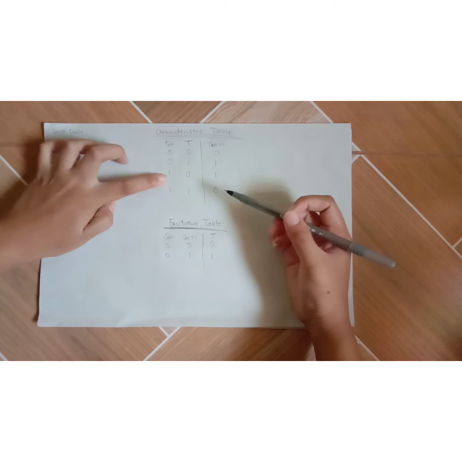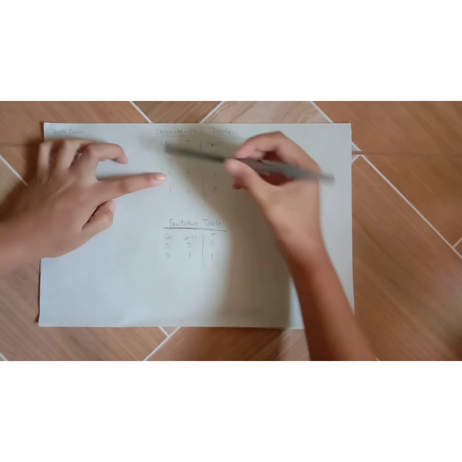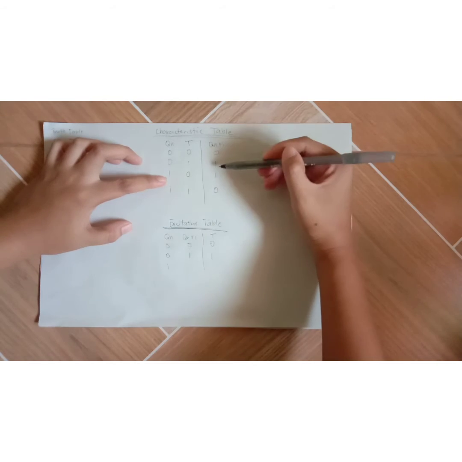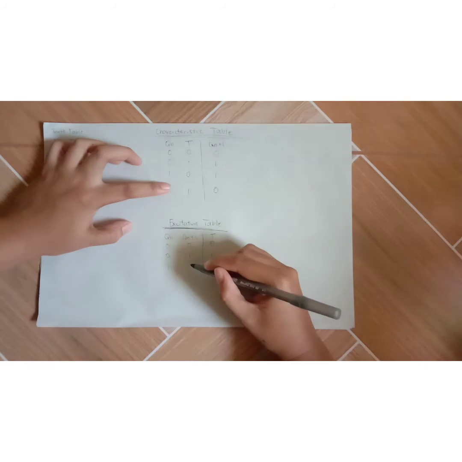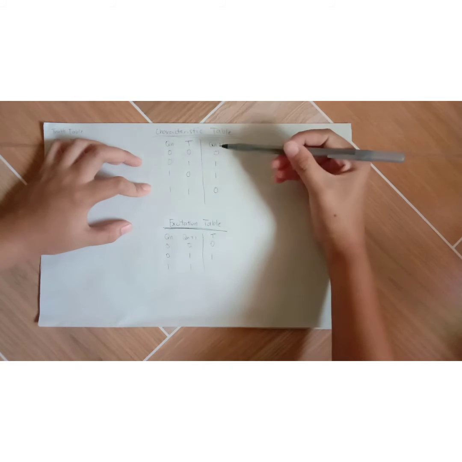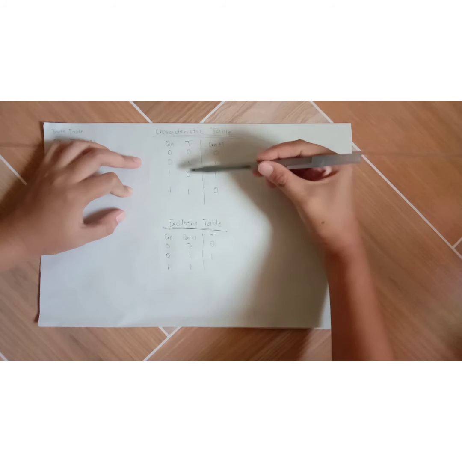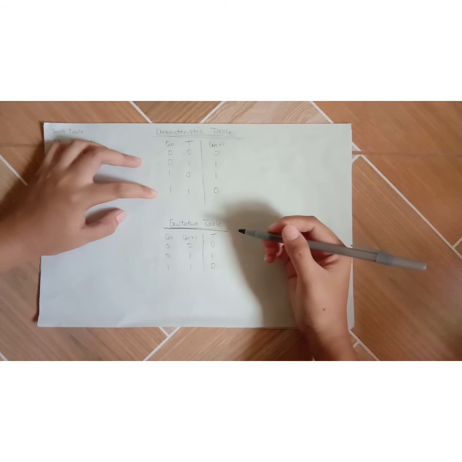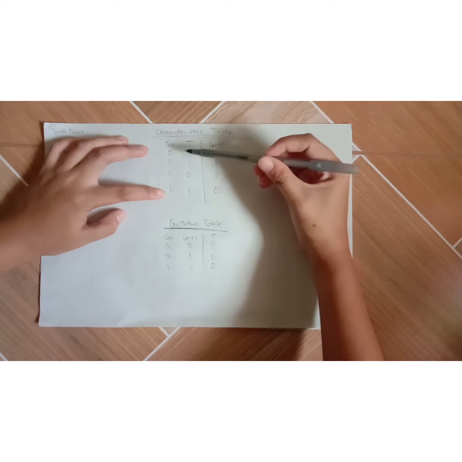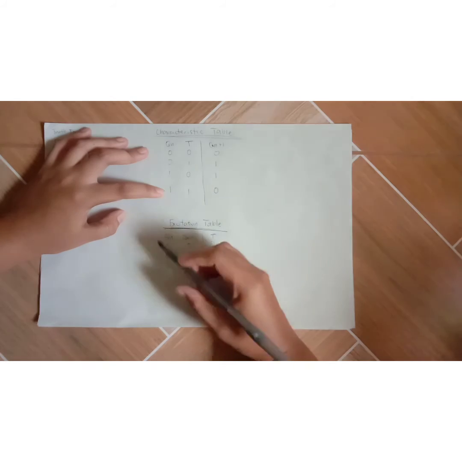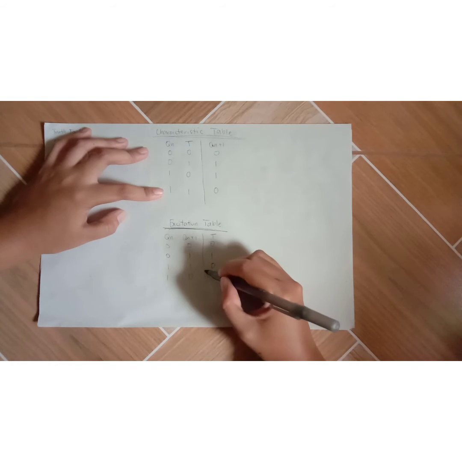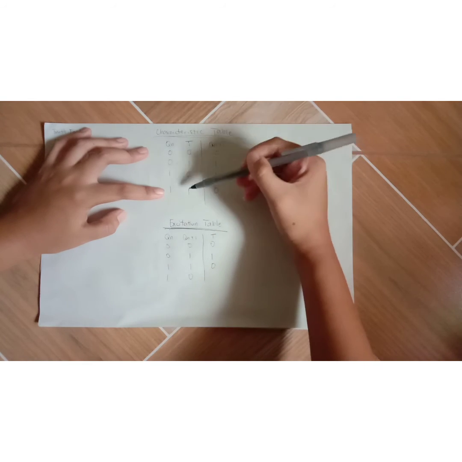If our Qn is equals to 1 and our Qn plus 1 is equals to 1, then T is equals to 0. If our Qn is equals to 1 and then our Qn plus 1 is equals to 0, then our T is equals to 1.